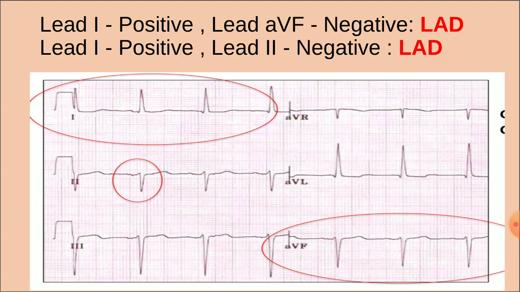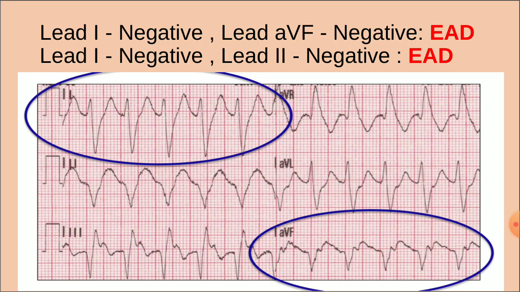Coming to left axis deviation. In this ECG, you can notice that the QRS complex in lead 1 is positive and the QRS complex in lead 2 and lead aVF is negative, suggesting left axis deviation. To memorize it, you can remember left axis deviation as left leaves. The QRS complexes in lead 1 and lead 2 are leaving each other. Hence, left leaves for left axis deviation.